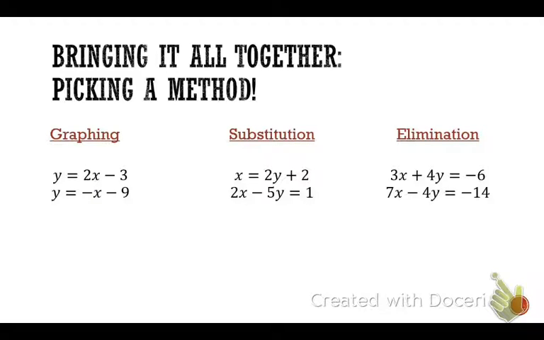Now, elimination. What makes this one ideal for elimination? Neither x nor y is solved for, but the terms are opposites and can be easily canceled out. Are my x and y lined up? Can I see these are already opposite? So I don't have to multiply by anything. I can just cancel them out. Does it help you to see which one is ideal for graphing, substitution, and elimination? Hopefully that's helpful, especially as we start to review for our chapter 5 quiz.